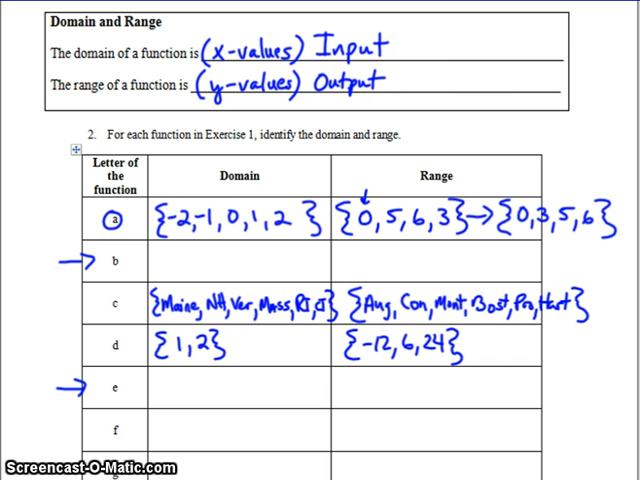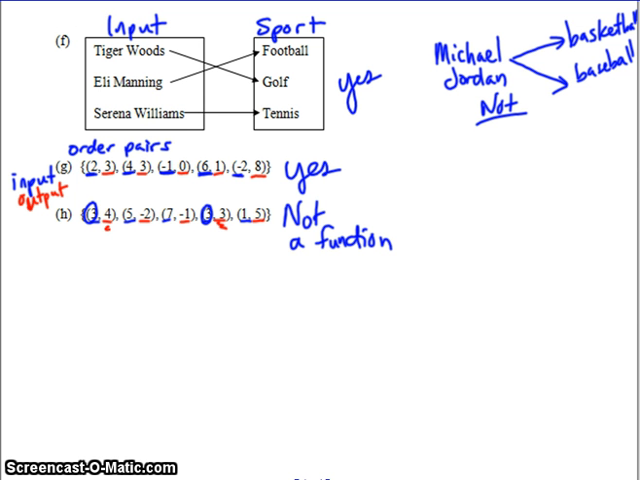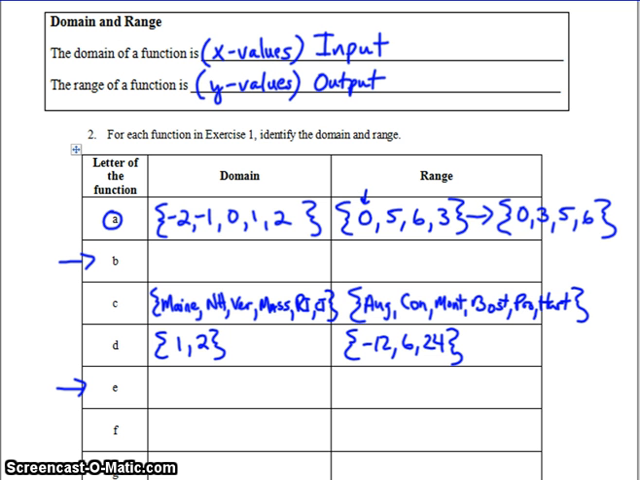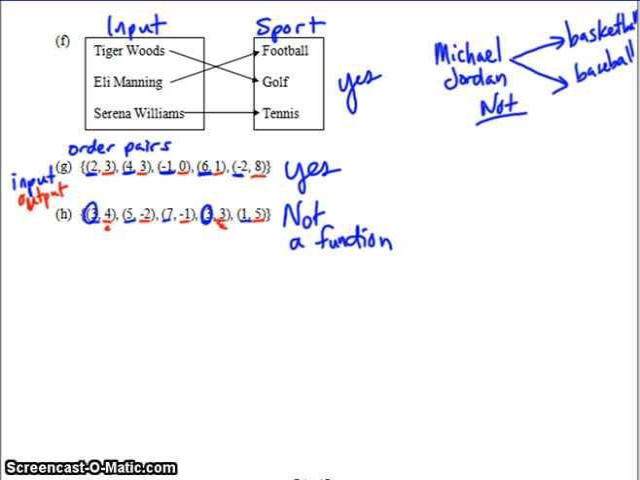F. Tiger Woods, Manning, and Serena Williams are the inputs. And then the output is football, golf, and tennis.